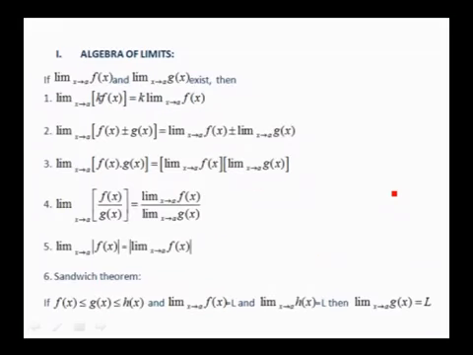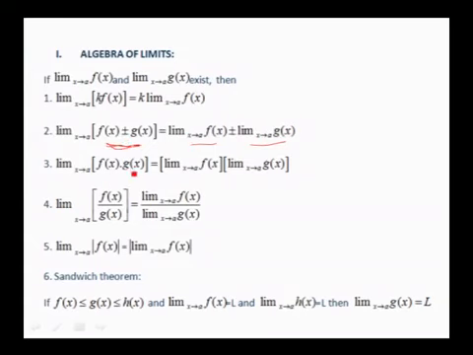Algebra of limits. Of course you know these things: if you have the limit of f(x) as x tends to a and the limit of g(x) as x tends to a, and both of them exist, then the limit of k into f(x), k being some constant, is k into the limit of f(x) as x tends to a. The limit of f(x) plus or minus g(x) is the limit of f(x) plus or minus the limit of g(x). You can just separate them.